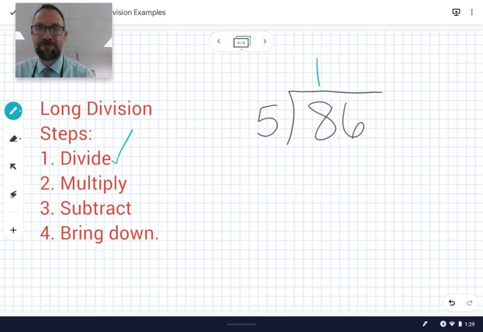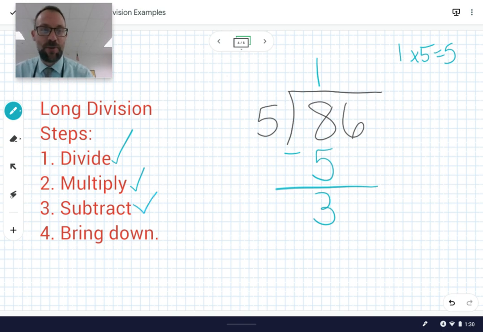So we multiply. 1 group of 5, that's 5. So 1 times 5 is 5. We'll write that under the number we just divided. That takes care of multiplying. Now we need to subtract. So we'll do 8 minus 5 is 3. That takes care of that step. And now we need to bring down. So let's go ahead and do that. Let's bring down the 6.